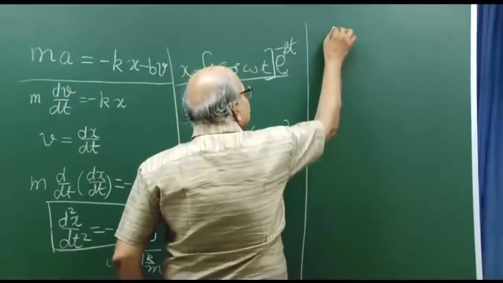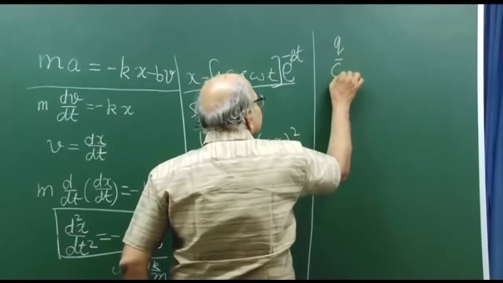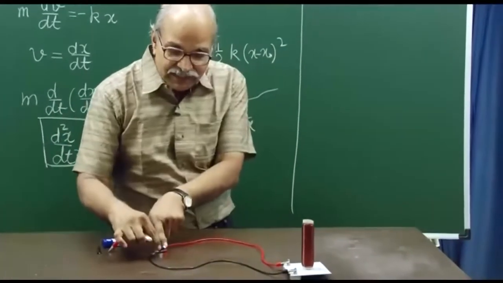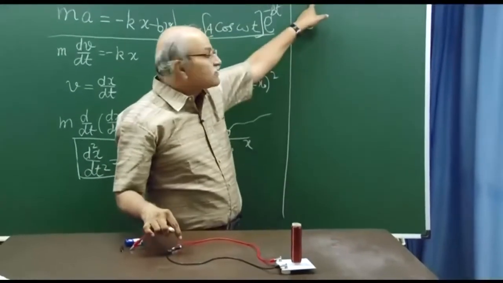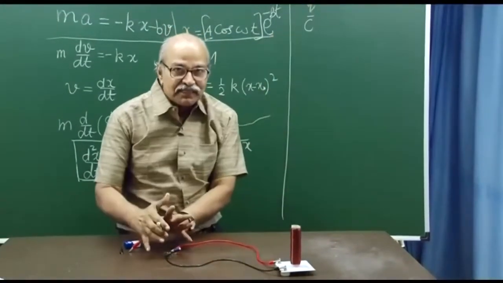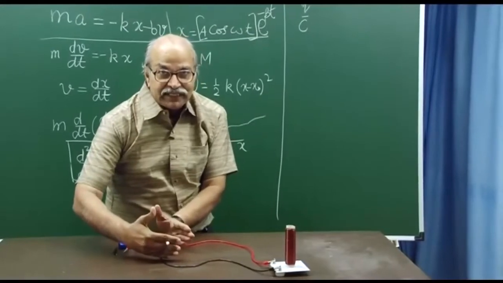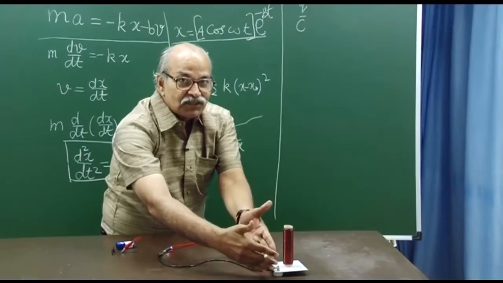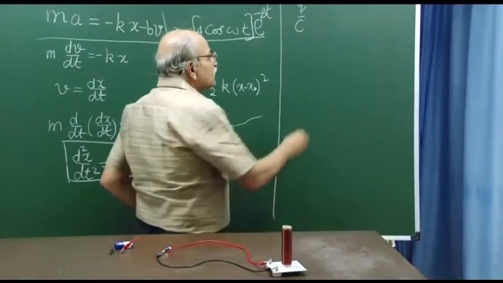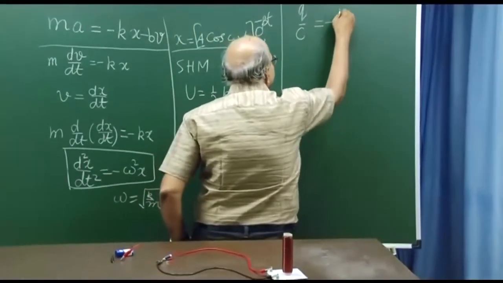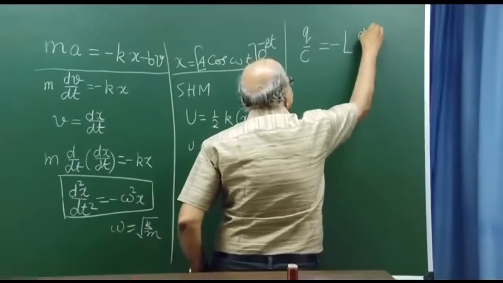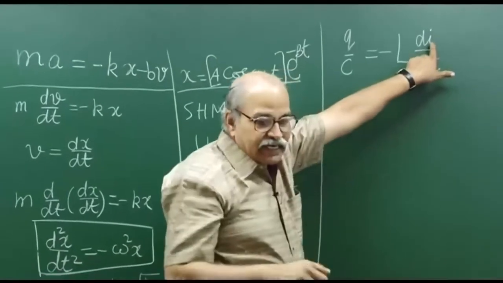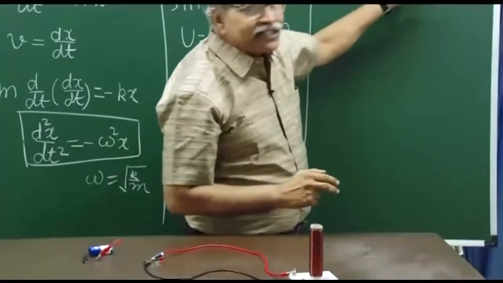this Q by C. What is that Q by C? Q is the charge on this capacitor, Q as a function of time, and C is the capacitance. So, this is the voltage here at the ends of the capacitor, and the corresponding part on this solenoid which is connected will be minus some constant times di dt. What is this I? This is the current here, and what is di dt?